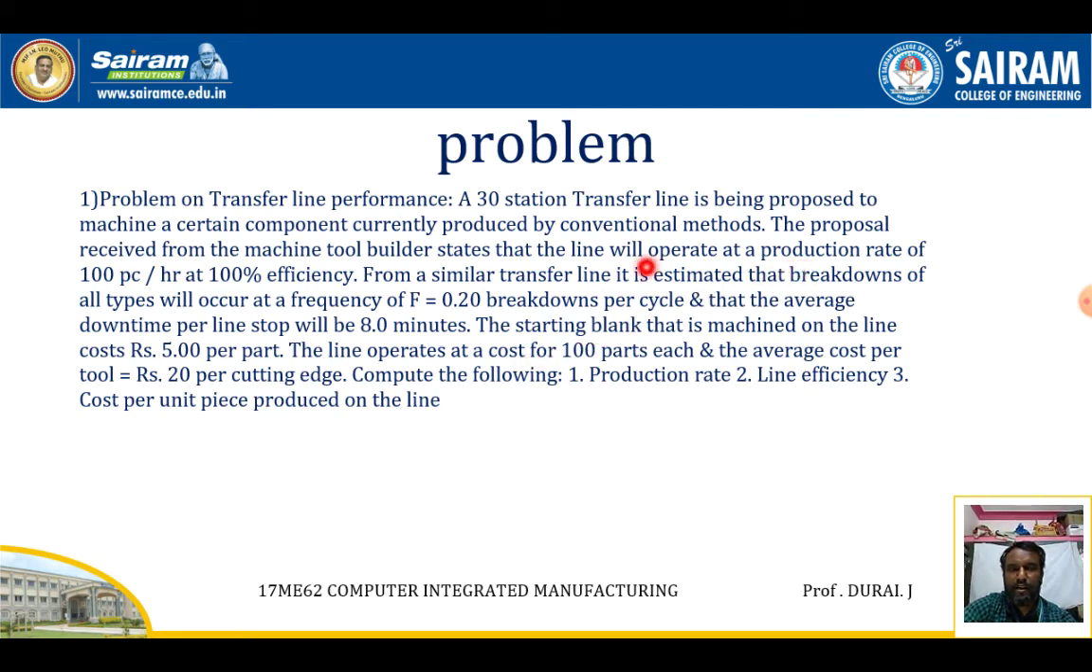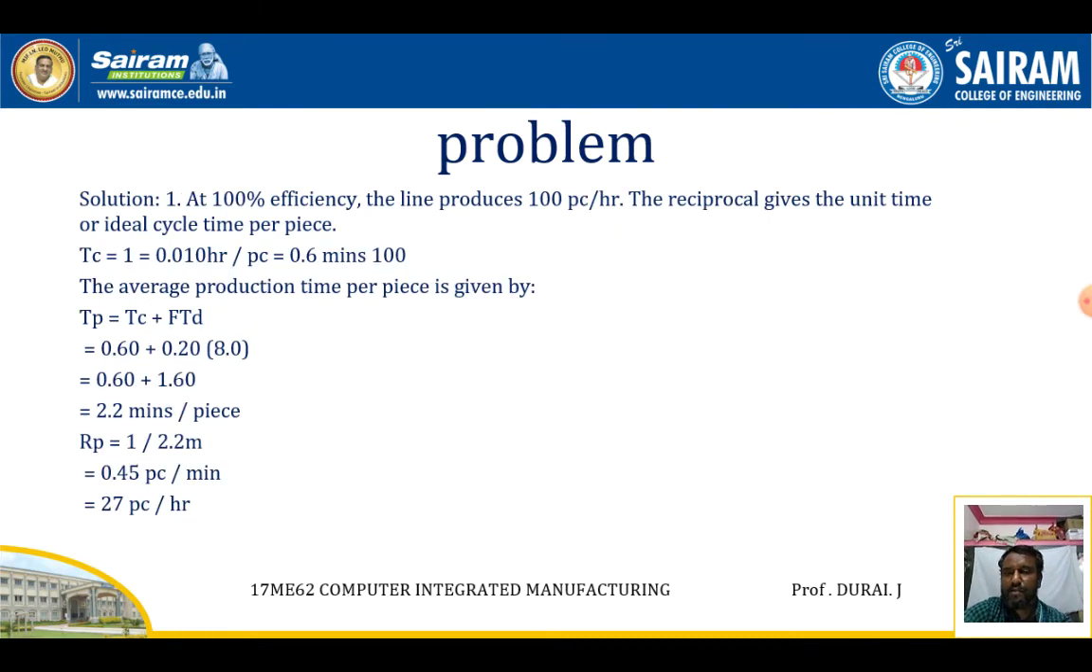Compute the following: production rate, line efficiency, and cost per unit piece of the production line. So first we are going to find the value. At 100% efficiency the line produces 100 pieces per hour. TC will be the reciprocal of that, the ideal cycle time per piece. So TC is equal to 1 divided by 100, that is 0.01 hour per piece.